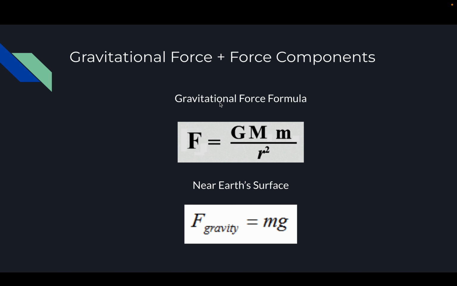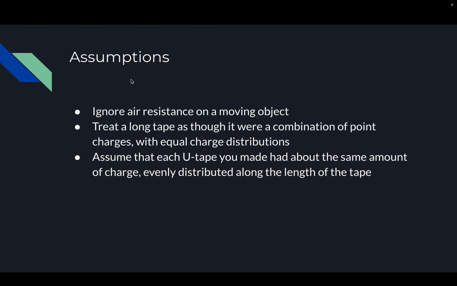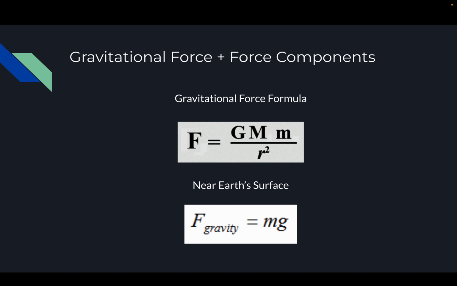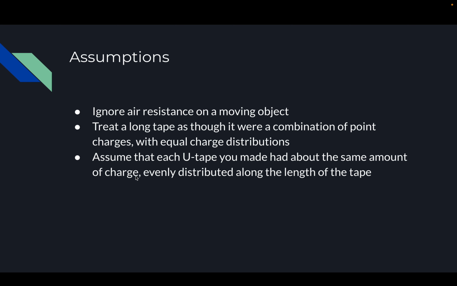And gravitational force, we have our formula GMm over r squared, and near Earth's surface it can be simplified to mg. And some assumptions, we're going to ignore air resistance. We're going to treat a long tape as though it were a combination of point charges, which is where we see that dq in this formula. And assume that each piece of tape has about the same charge evenly distributed through the length of the tape.